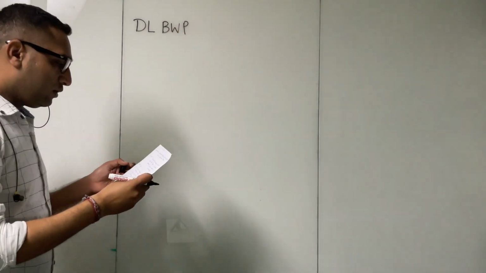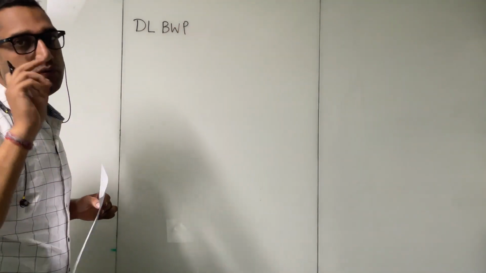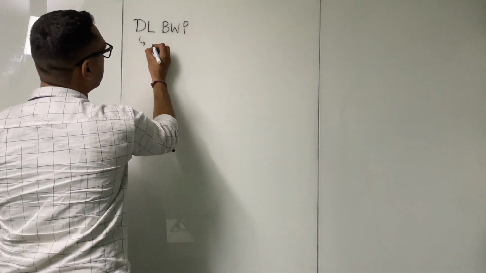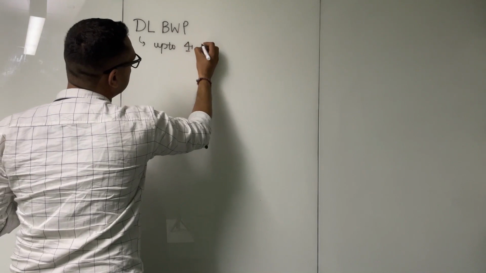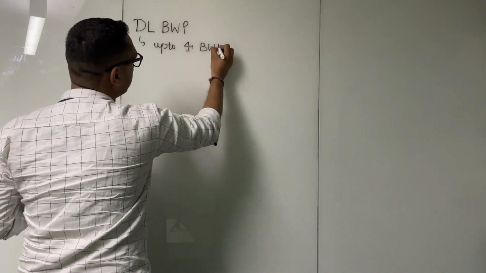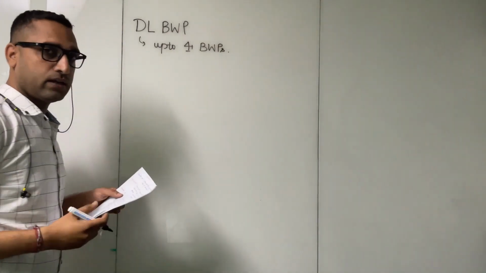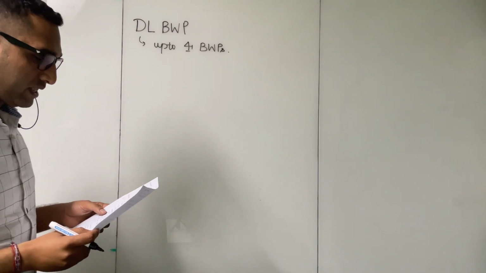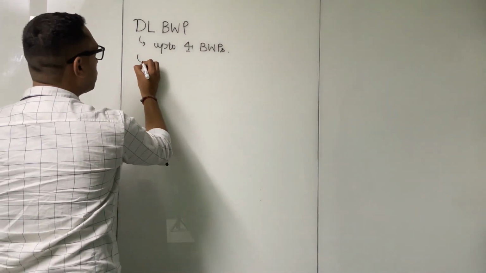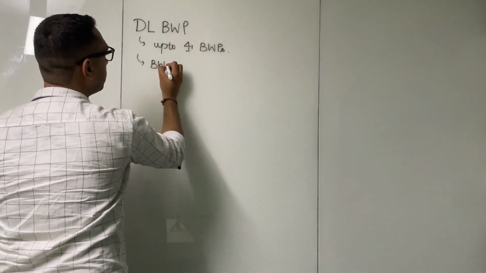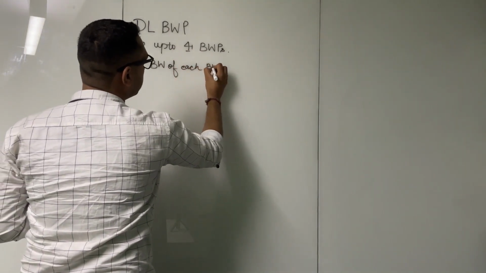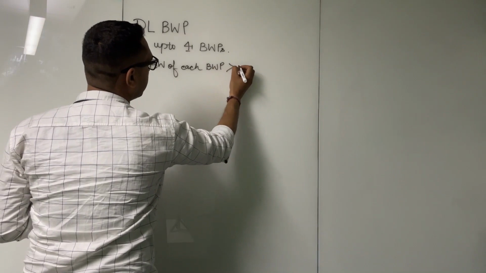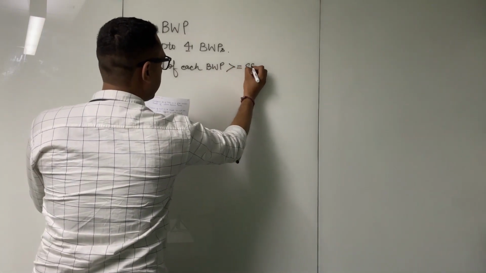In downlink, a UE can be configured with up to 4 BWPs. Up to 4 BWPs. Can be less, but cannot be more. The bandwidth of each and every BWP must be greater than or equal to the SSB bandwidth.